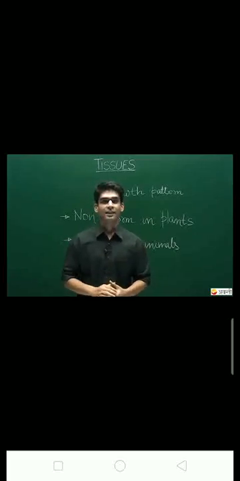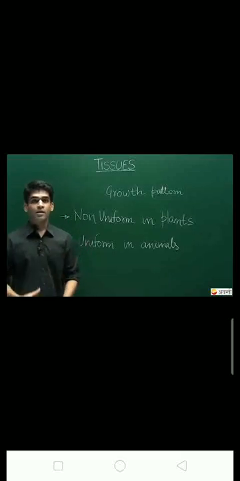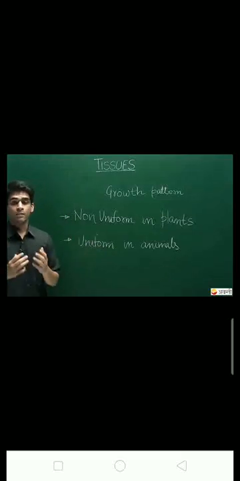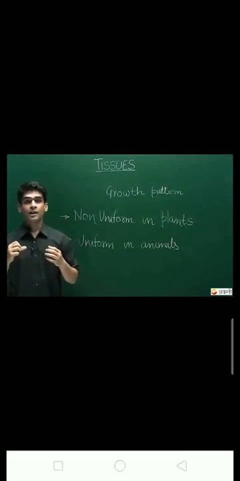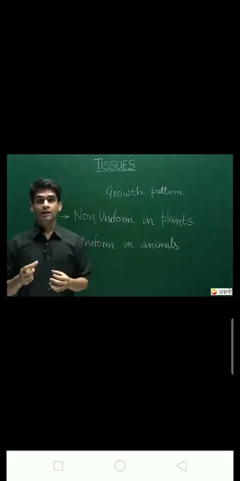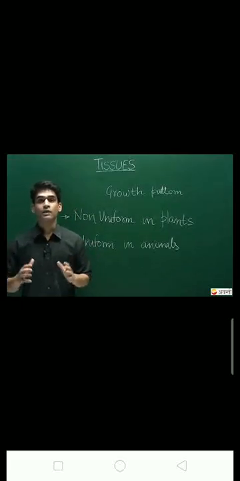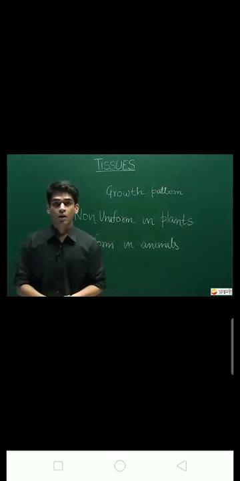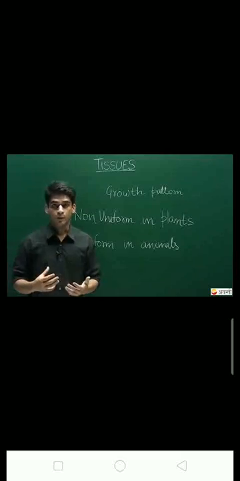Another major point of difference between plants and animals lies in their growth pattern. The growth pattern in plants is non-uniform, which means that there are certain tissues at certain spots in plants that keep on growing throughout the plant's life. On the other hand, there are some tissues that stop growing once the plant reaches a certain size or a certain age. In case of animals, the growth pattern is a lot more uniform.